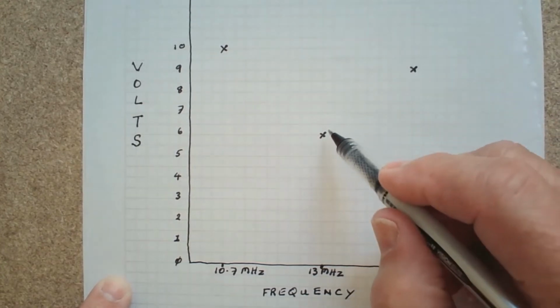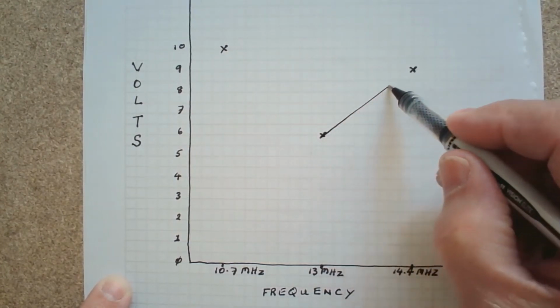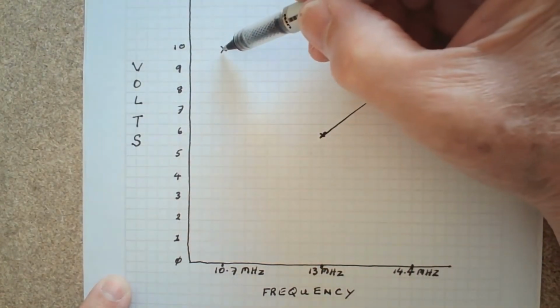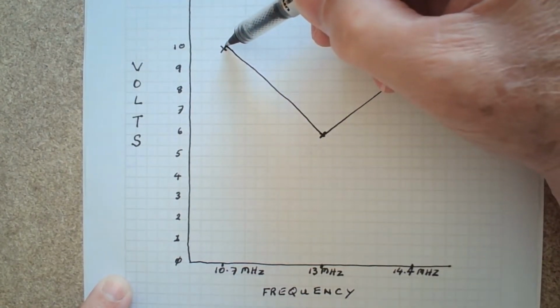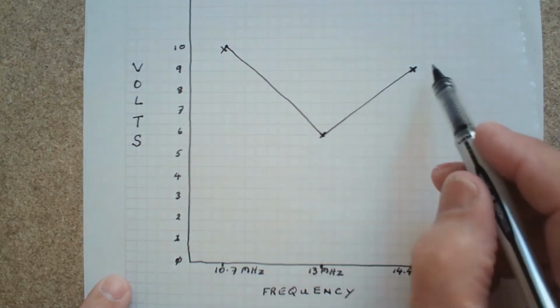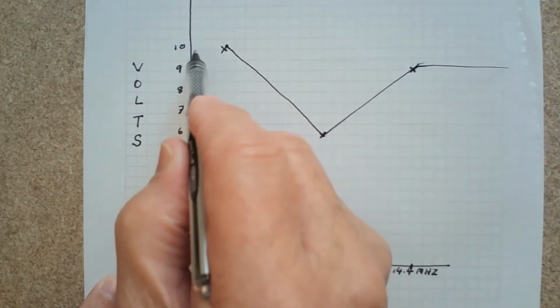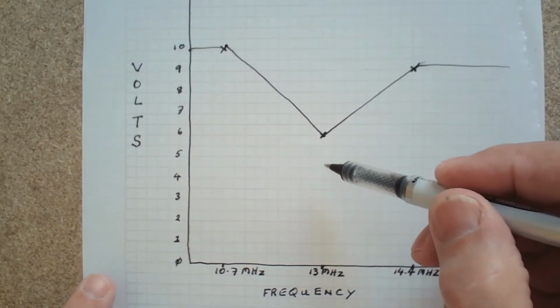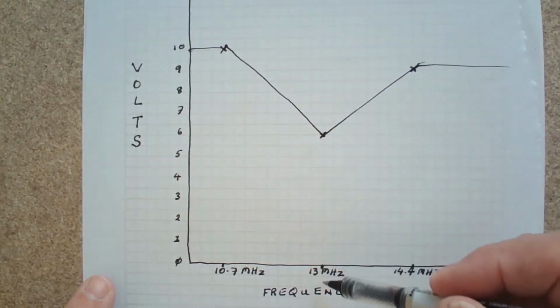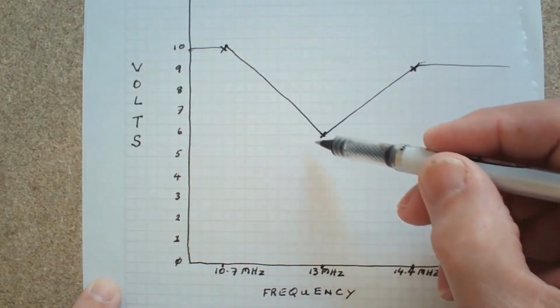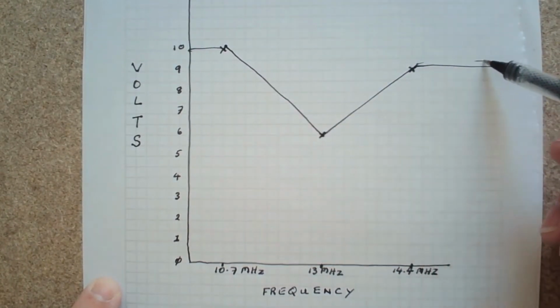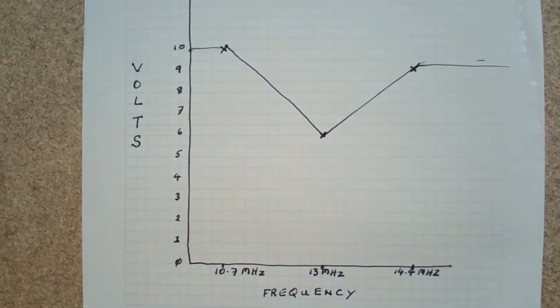And if we join the dots together, we can see that in this case, when the parallel tuned circuit came to its resonant frequency, there was considerably less signal allowed to go through the parallel tuned circuit.